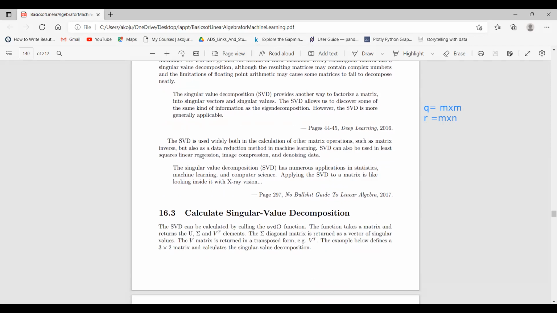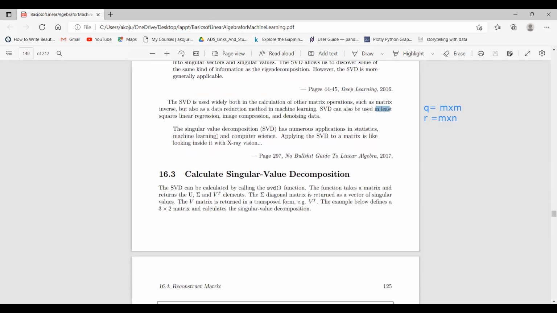Here we'll move further. The SVD is used widely both in the calculation of other matrix operations, such as matrix inverse, but also as a data reduction method in machine learning. SVD can also be used in least squares linear regression, image compression, and denoising data. The singular value decomposition has numerous applications in statistics, machine learning, and computer science. Applying the SVD to a matrix is like looking inside it with X-ray vision. So what we are doing here is looking into the given data set with X-ray vision. That is nothing but SVD.